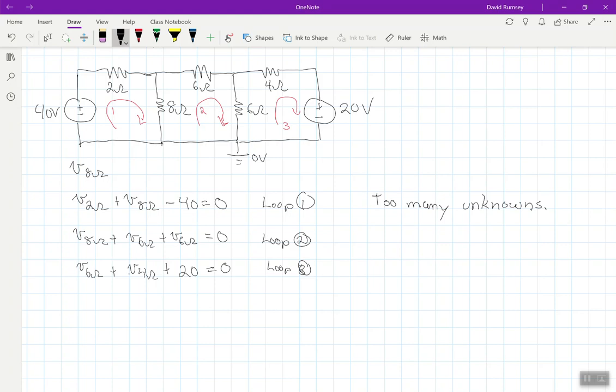Well, just like we did with nodal analysis, we're going to use Ohm's law to rewrite these voltages as currents. So let's examine this first equation here.